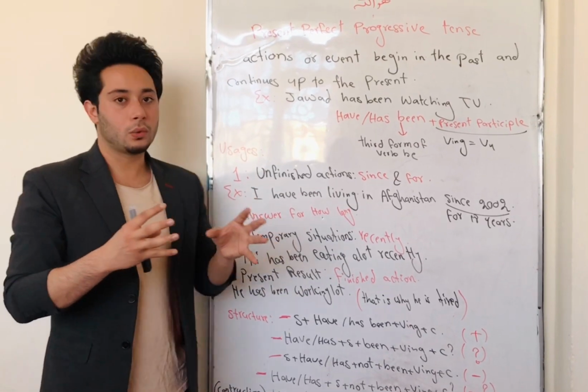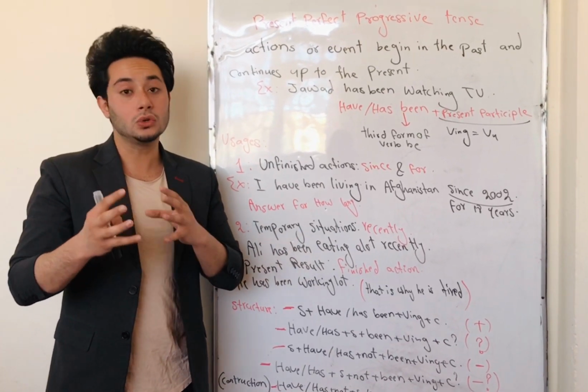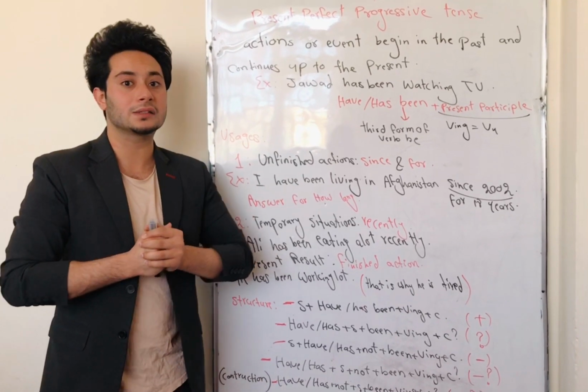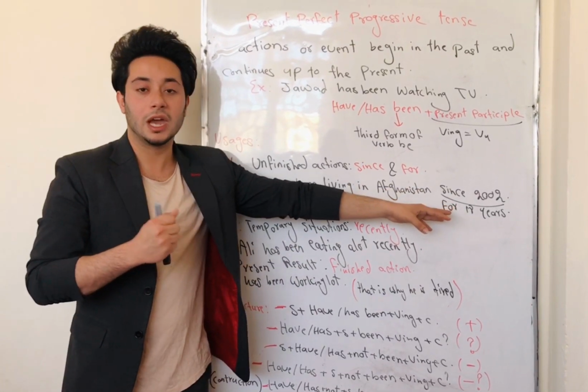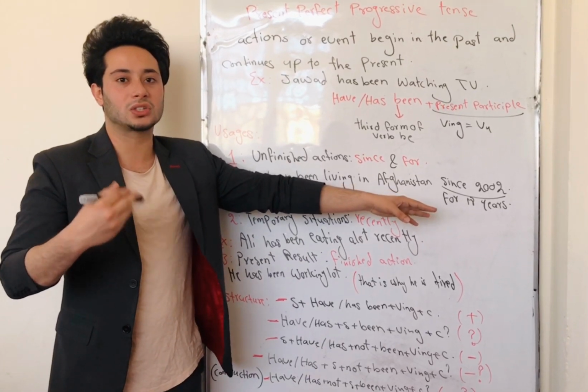In the first usage, we consider that present perfect progressive tense can be used to talk about unfinished action, but we need to use since and for. For example, I have been teaching English since 2002. It means that I am still in the duration of teaching, and this action is ongoing.